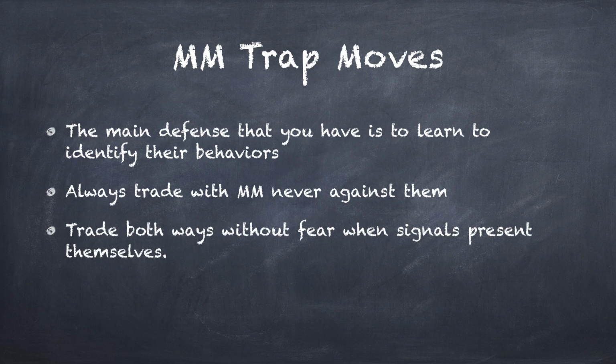Trade both ways without fear when signals present themselves. One of the biggest mistakes that I made when I first started to trade this type of strategy is that I had a strong bias in one direction. And so when I had just that one strong bias in one direction, I couldn't open my mind to possibly trading both ways based on what they were giving me.